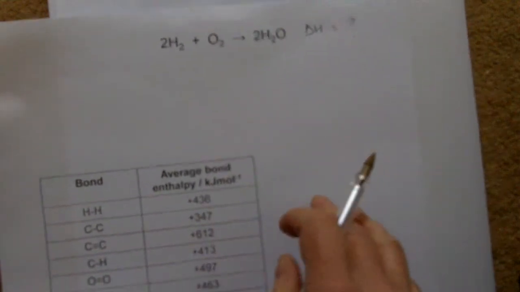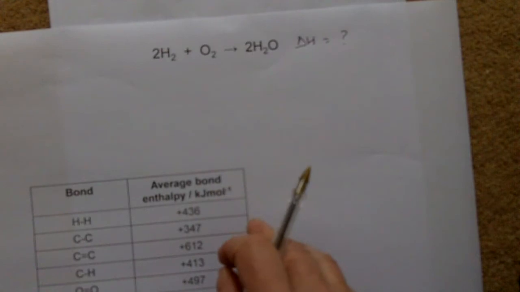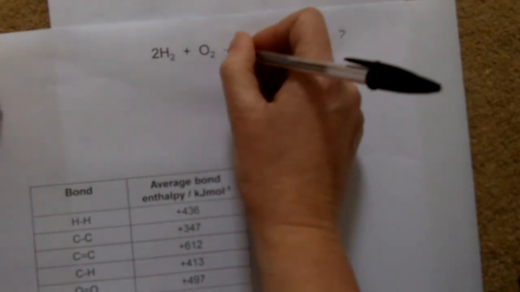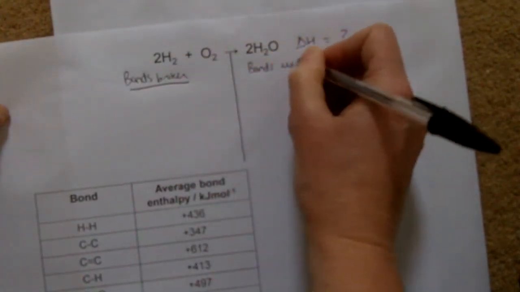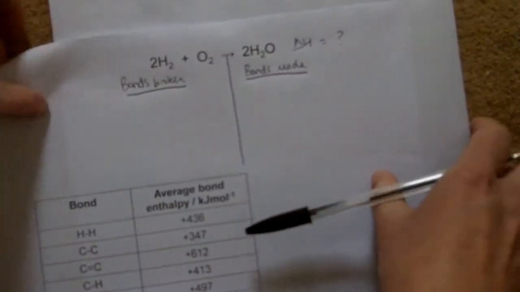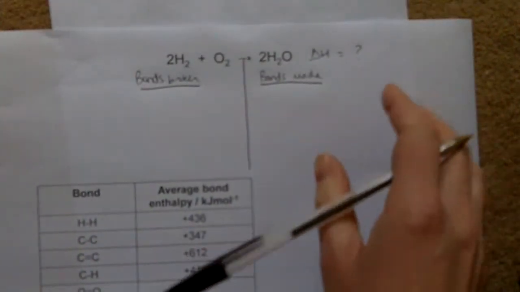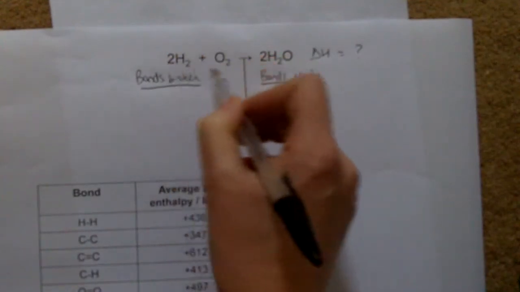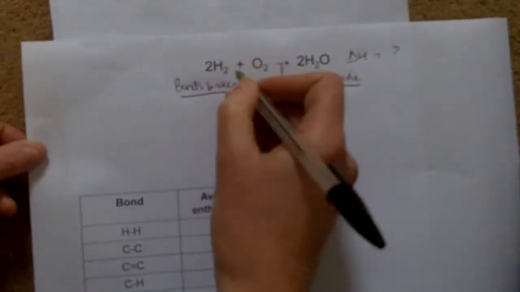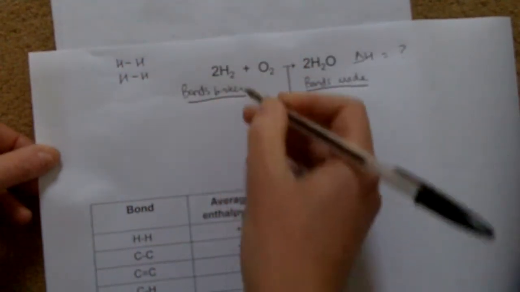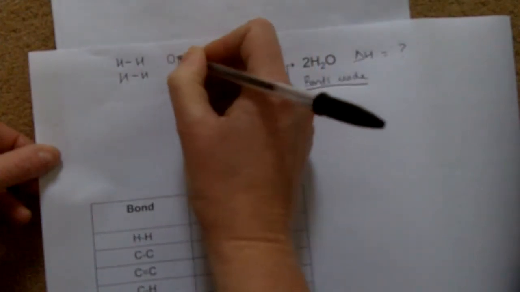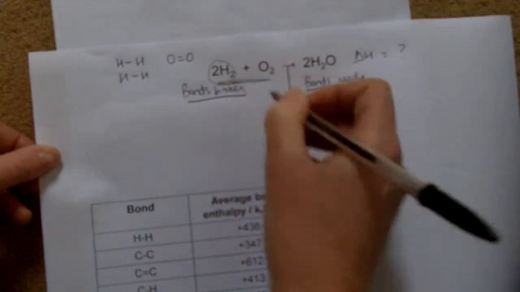Now, if you use this method, you will always get the right answer. You go from the arrow like this, you make two columns, a list of bonds broken on this side and bonds made on this side. If you can't see the bonds very well, it's a really good idea to draw them out. So you're going to have 2 hydrogen molecules and an oxygen molecule on the left hand side.